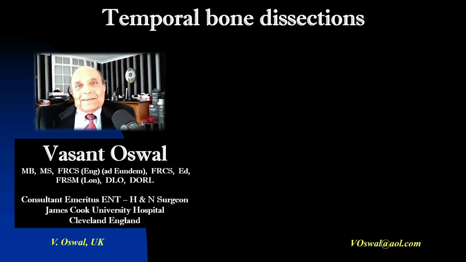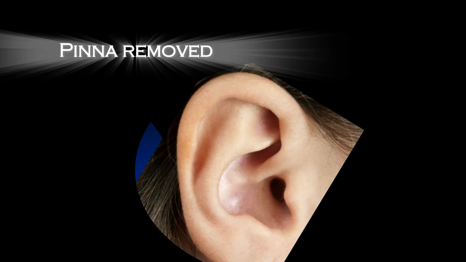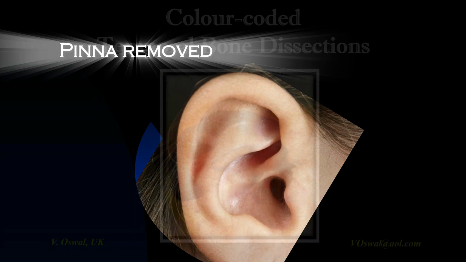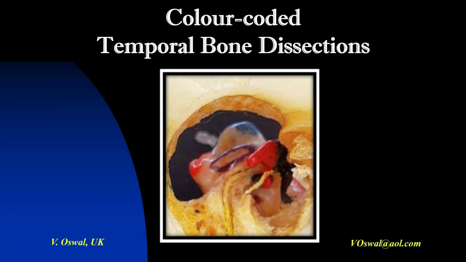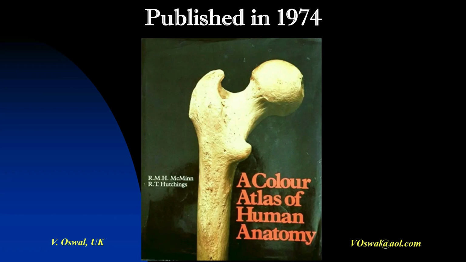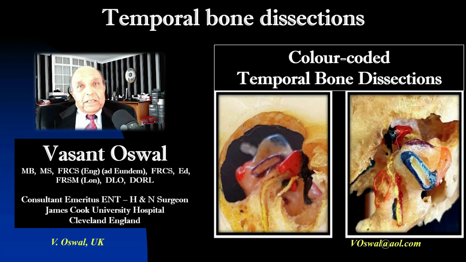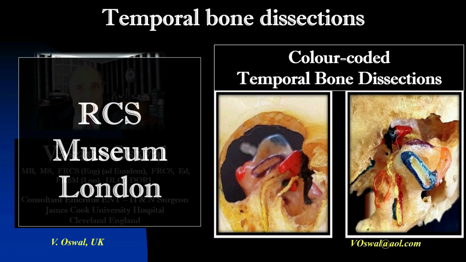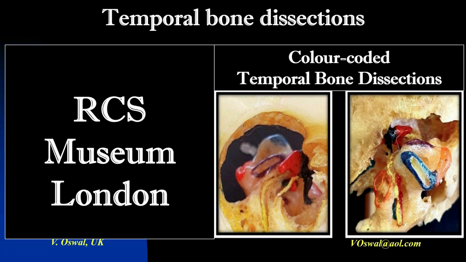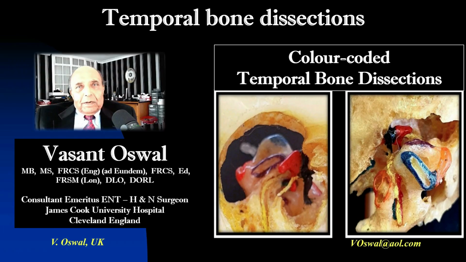I have always been interested in teaching. I dissected temporal bones and color coded the various structures to identify them. These specimens were published in a color atlas of human anatomy in 1974. These specimens are now in the Royal College of Surgeons of England Museum. Numerous ENT surgeons have learned the intricate anatomy of the ear from these specimens, which is so rewarding for me.